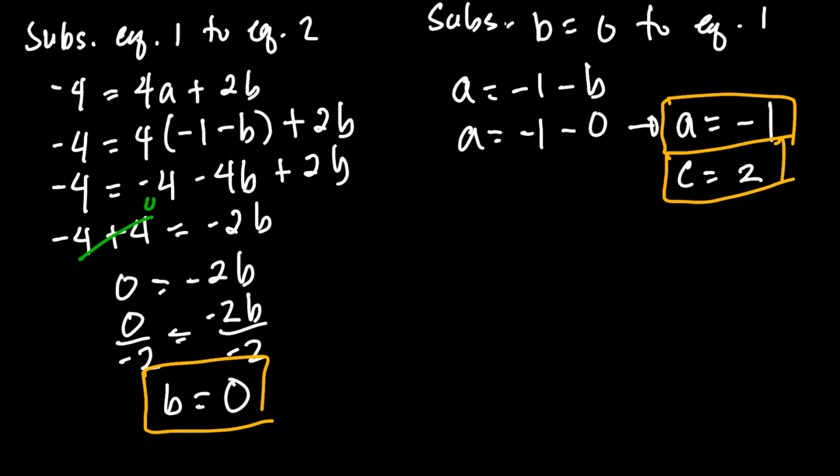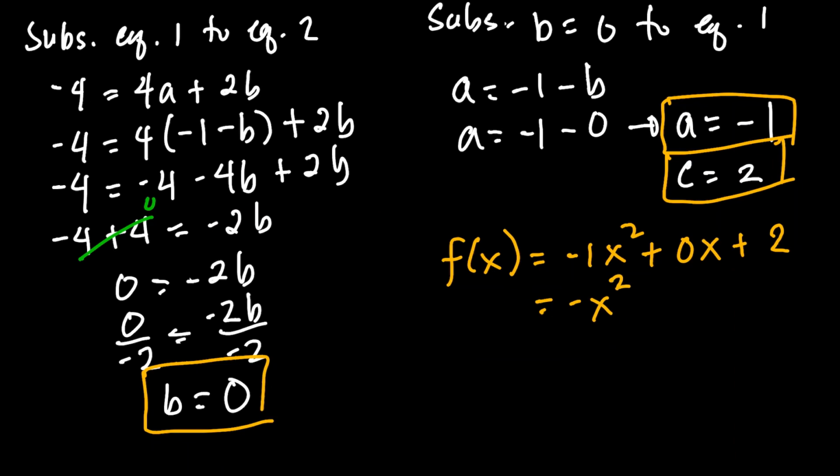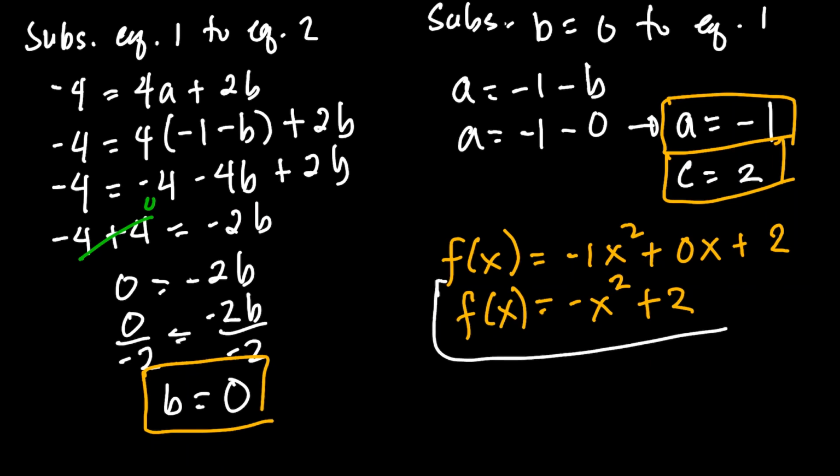So what will be our quadratic function? Our quadratic function now is f(x) = our a, which is -1, times x squared, plus our b, which is 0, plus our c, which is 2. We can simplify this further and write it as f(x) = -x² + 2, and that will be our function. So this is our answer.